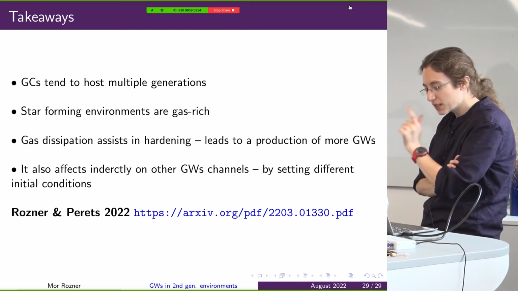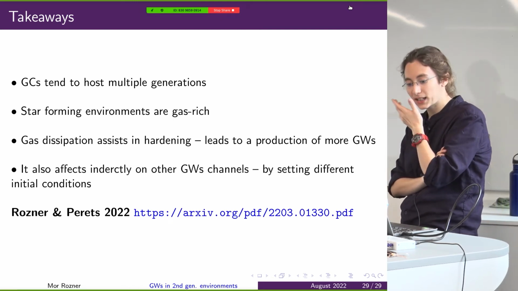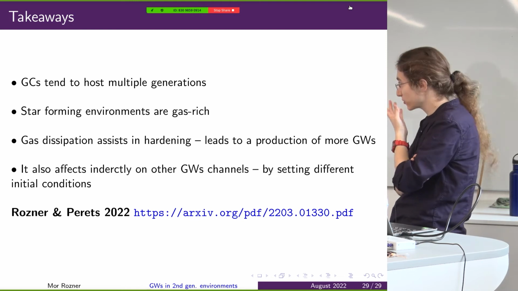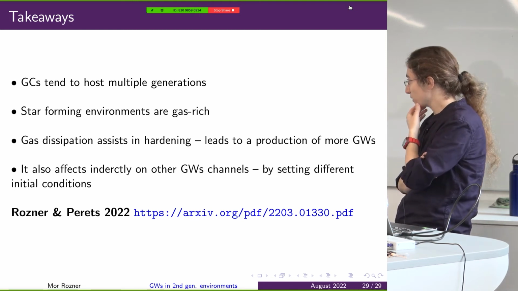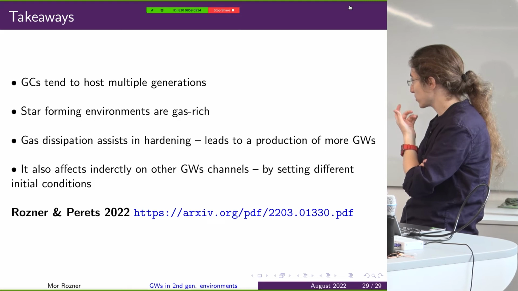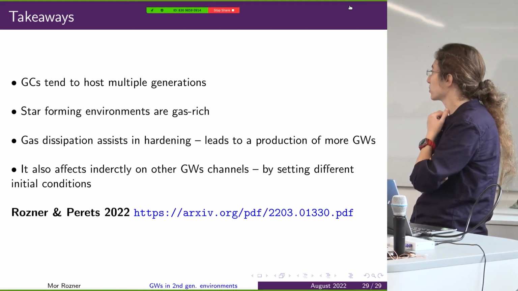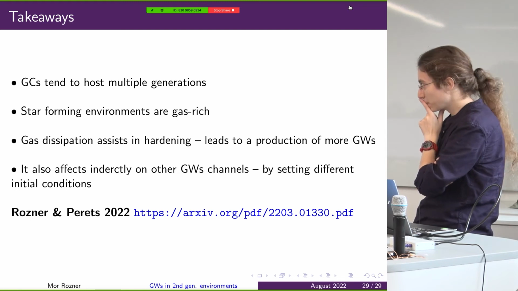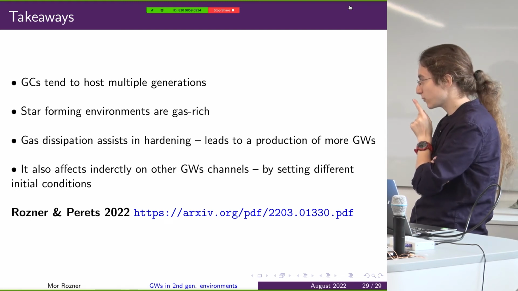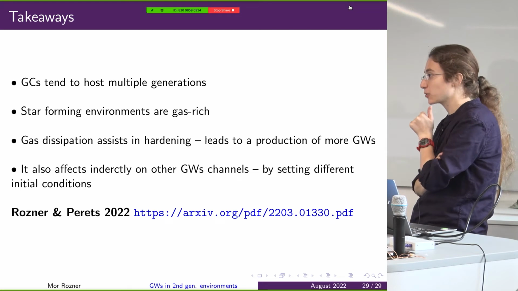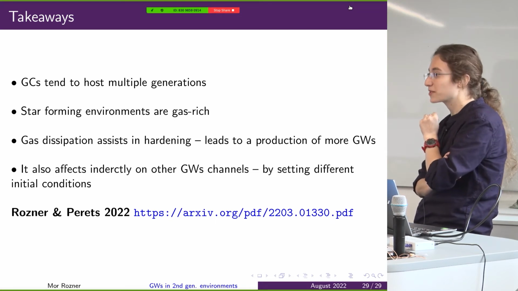Takeaways from this part: globular clusters tend to host multiple generations, and star-forming environments are gas-rich. Gas dissipation assists in hardening, and it also affects indirectly other gravitational-wave channels. And with that, I will ask if you have questions. Otherwise, I will move to a completely different topic. So, do you have questions?